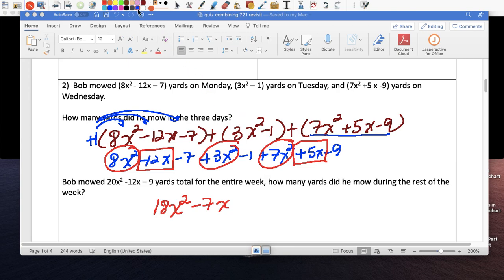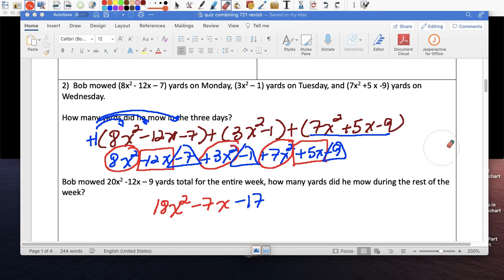And lastly, anything that is just a constant, just an old-fashioned number. So I have negative 7, negative 1, and negative 9. If you want to pull it to the side, write it. Negative 7 minus 1 is negative 8. Negative 8 minus 9 is negative 17. So this is how much he mowed for all 3 days. Okay?